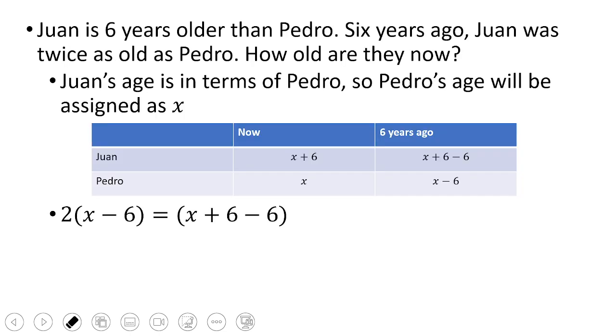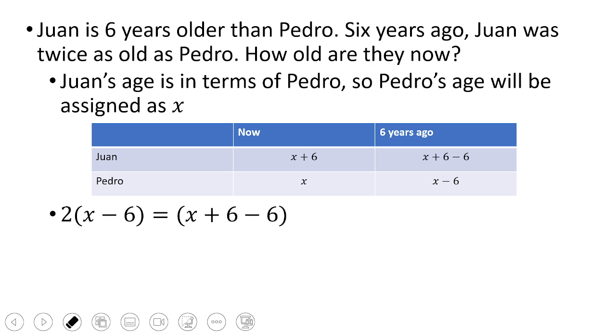Let's have an example. Juan is 6 years older than Pedro, and we have this condition that 6 years ago, Juan was twice as old as Pedro. So the question is, how old are they now? In this problem, we see that Juan's age is given in terms of the age of Pedro. So the age of Pedro right now, we will set that as x, and the age of Juan will be x plus 6.